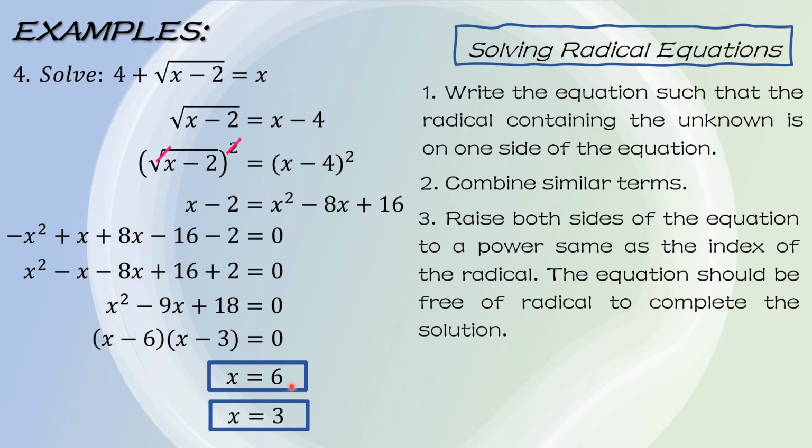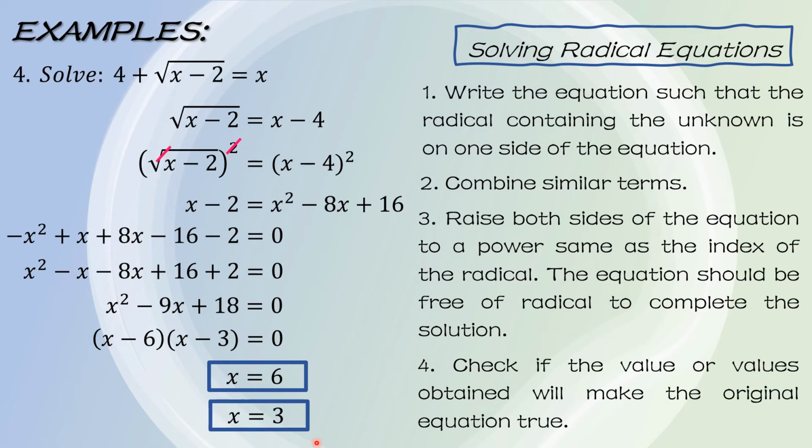Paano naging positive yung 6 and 3? Kapag tinranspose natin or inequate natin sa 0, yung x, itatranspose natin yung negative 6, so magiging positive. Yung negative 3, ganun din, kapag tinranspose to the other side of the equation, ito ay magiging positive. Last step, check if the value or values obtained will make the original equation true. So, isa-substitute natin yung 6 at 3 sa radical equation.